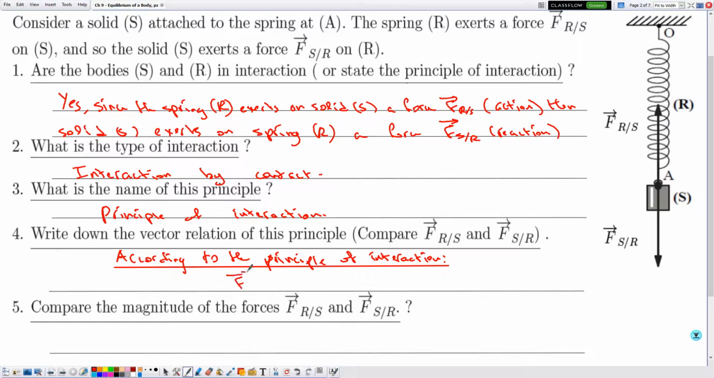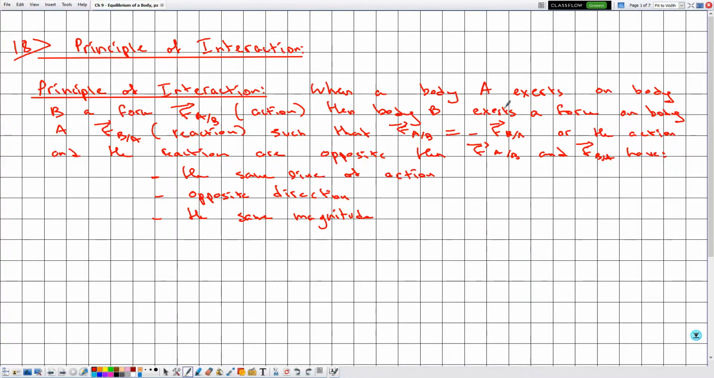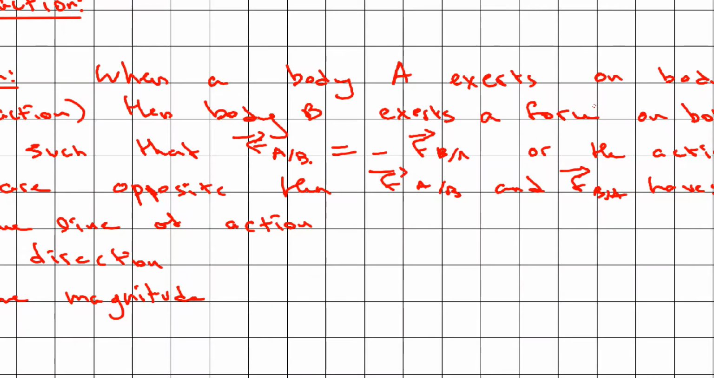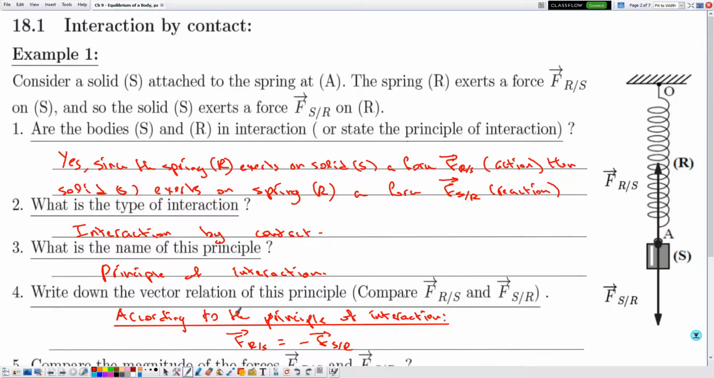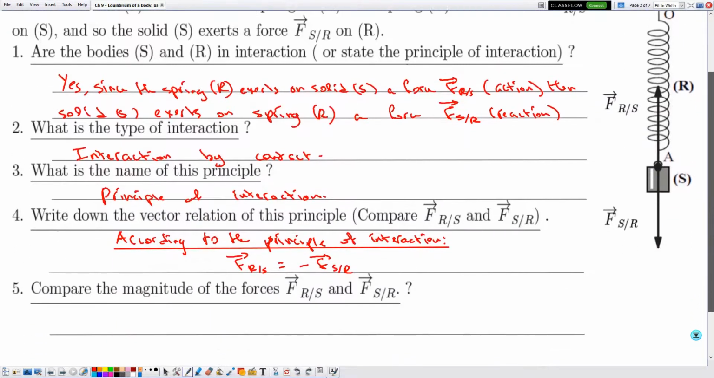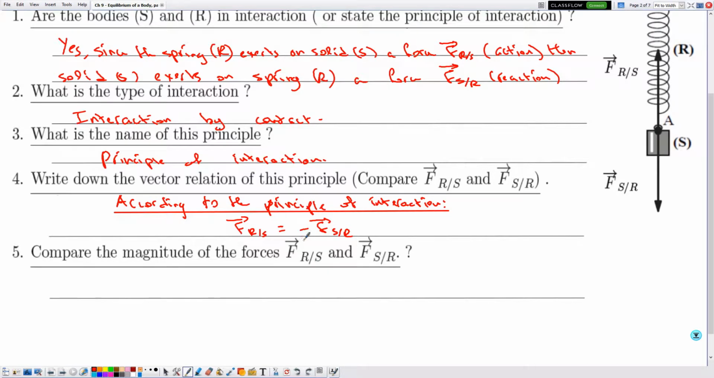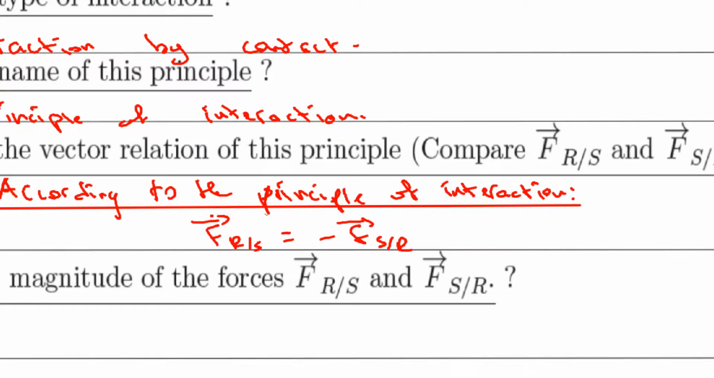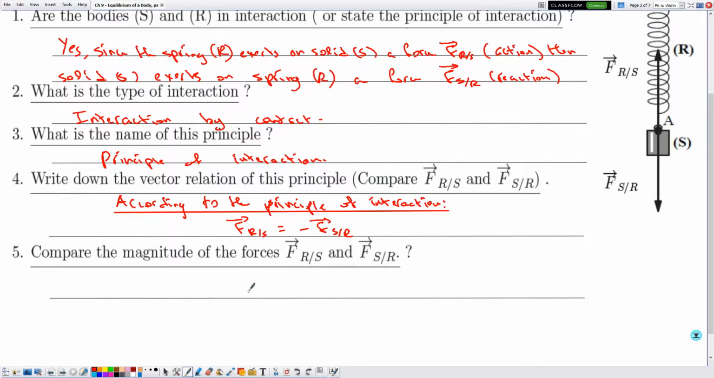So we have that Fr on S is equal to minus Fs on R, which is the vector relation that we have written here in the principle of interaction, but here the bodies are given by R and S and not A and B. Then they are telling me to compare the magnitudes of the forces Fr on S and Fs on R. We know how to deal with such equations. We drop the vectors and remove the minus sign. Then Fr on S is equal to Fs on R. So this is the first example that we have considered. Now let's consider another example.